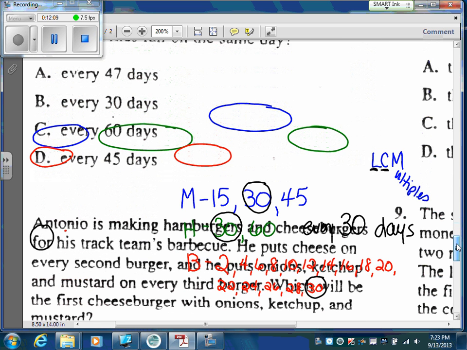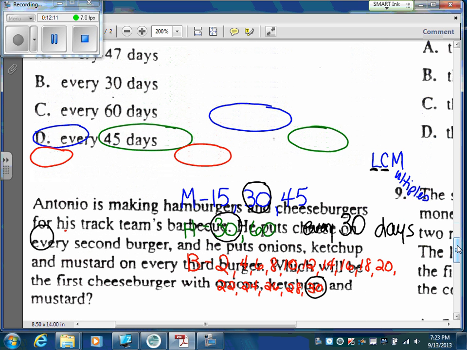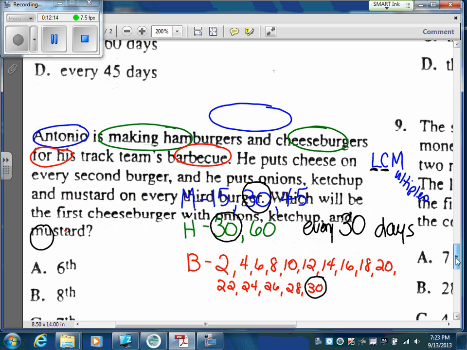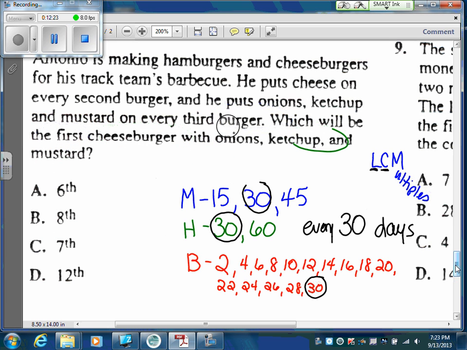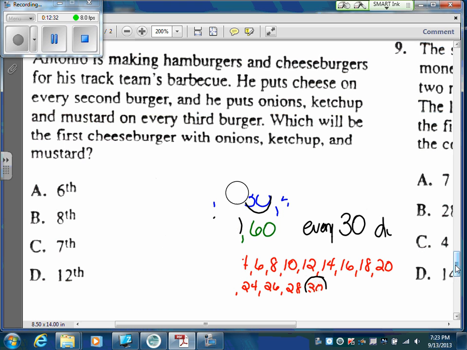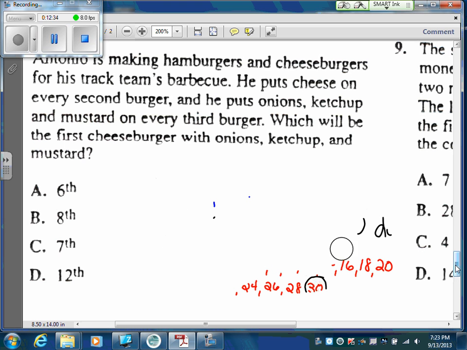Okay, let's just do the next one. Antonio is making hamburgers. Okay, let me erase. So we have hamburgers and cheeseburgers for his track team. He puts cheese on every 2nd burger, and he puts onions, ketchup, and mustard on every 3rd burger, which will be the first cheeseburger. So that's going to be a burger with cheese, with onions, ketchup, and mustard. So basically a cheeseburger with everything on it.